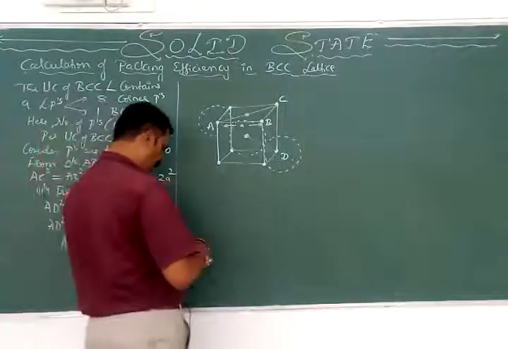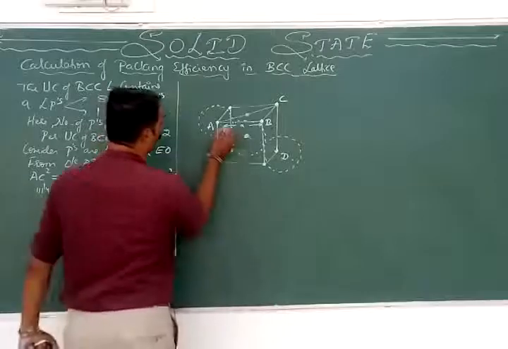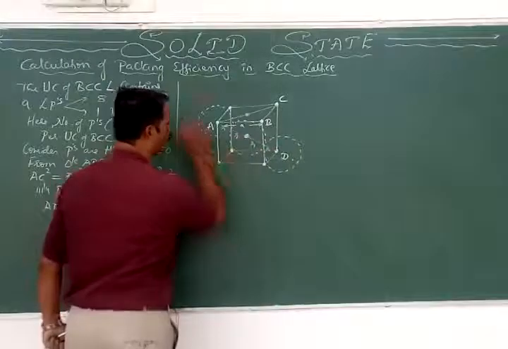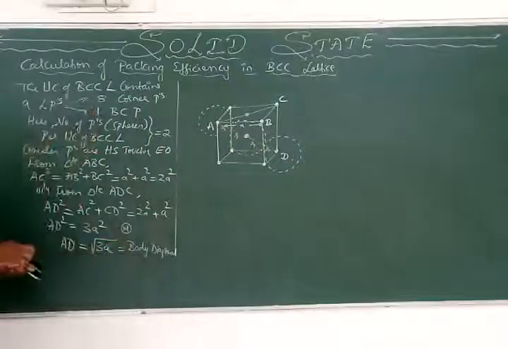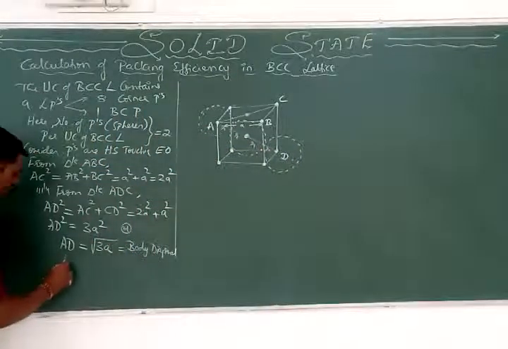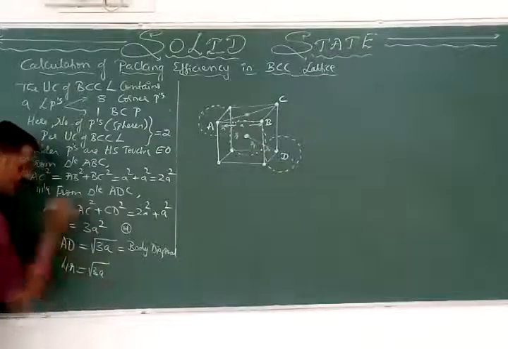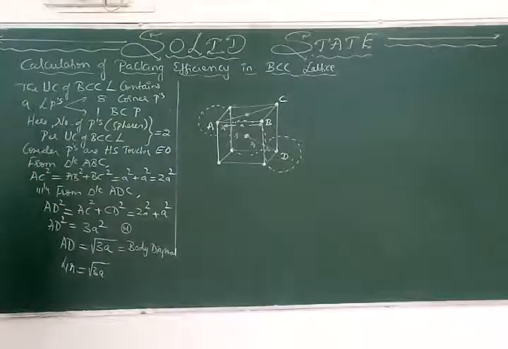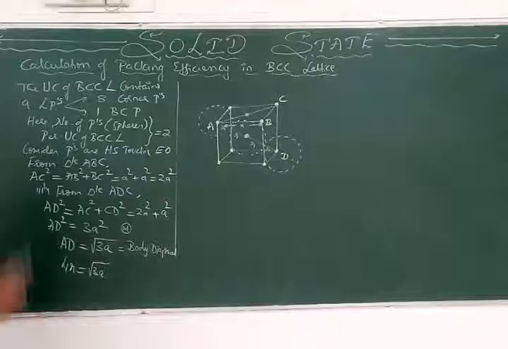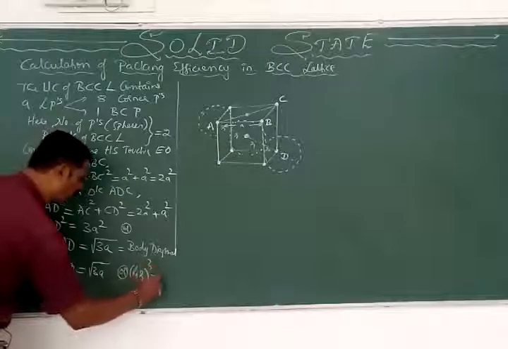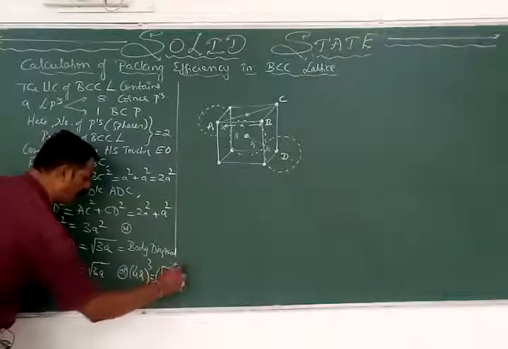But here, what is the value of AD? As we know, the radius of the sphere is R. This is also R, this is also R, this is also R. Therefore, AD, the body diagonal, is found to be 4R. So 4R is equal to root 3 into A. In the previous case, 4R was the face diagonal, and the face diagonal is root 2 into A. Cubing on both sides, 4R whole cube is equal to root 3A whole cube. What have you done?